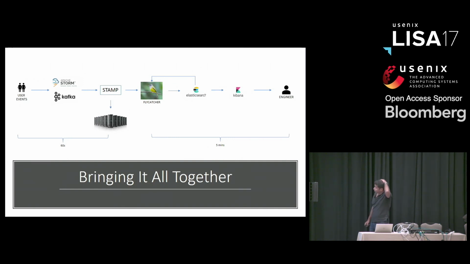Bringing it all together. This slide I put in yesterday and today morning, and the only reason I did it was because we talk about so many different things. I wanted to walk through how everything comes together. User events happen on the left-hand side. We have an Apache Storm Kafka pipeline that runs to grab all user impressions, figure out where errors are happening.